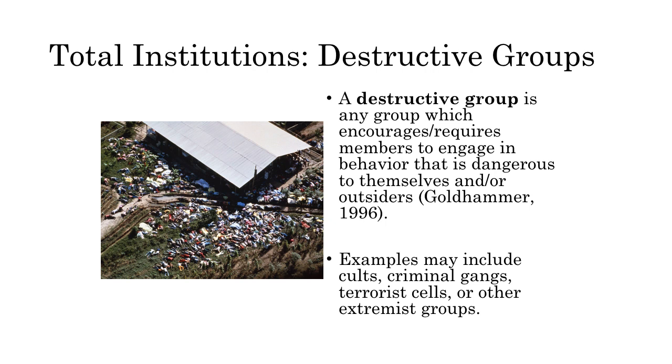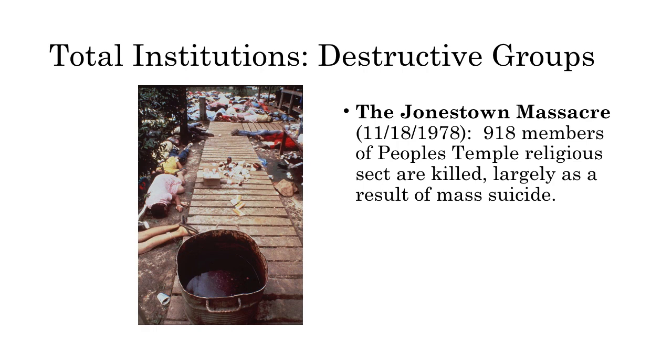An example of the destructive power and capabilities of a destructive group comes to us from the 1978 Jonestown Massacre. This picture is an aerial view of the dead from that massacre. The Jonestown Massacre is thought to be the largest mass suicide in history. It claimed the lives of 918 members, men, women, and children, of the People's Temple religious sect.